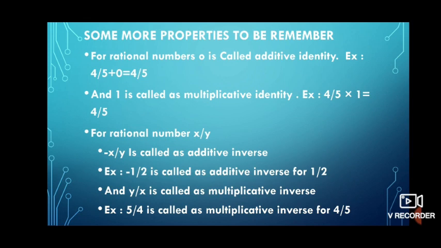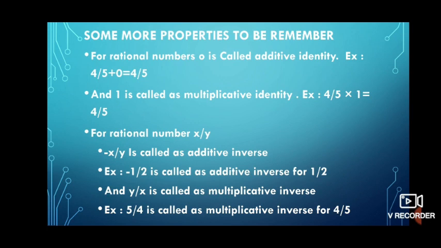Then we will call it an additive inverse. If there is a plus, we change it to minus; if there is a minus, we change it to plus. If we take one rational number x by y, then minus x by y is called its additive inverse. For example, minus 1 by 2 is the additive inverse of 1 by 2.